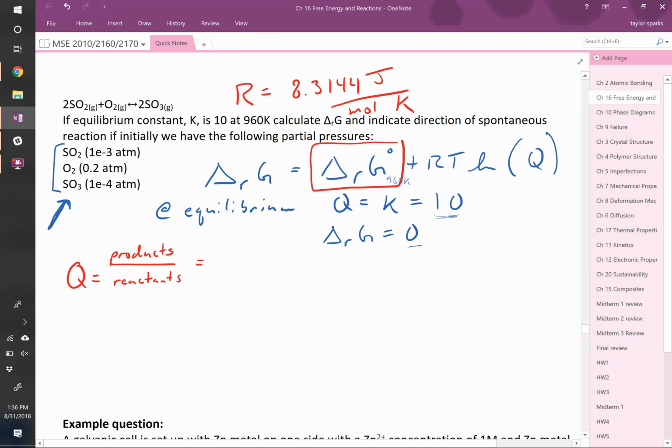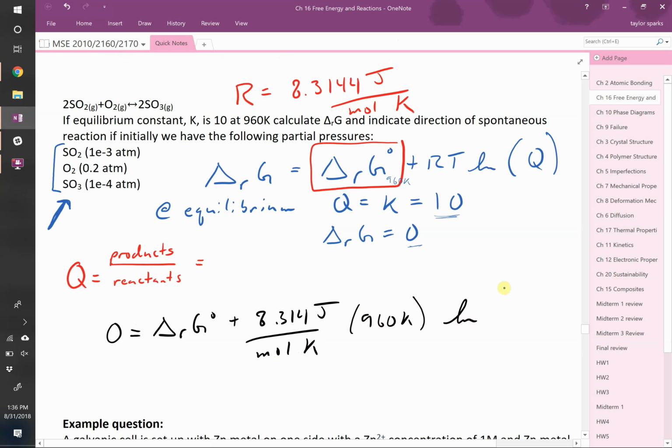So right away you can say, okay, we have 0 equals delta Rg naught, which we don't know yet, plus 8.314 joules per mole Kelvin multiplied by 960 Kelvin multiplied by the natural log of K, which is 10. So here we know everything except for delta Rg naught. So what is delta Rg naught? I think I saw, well, let's just work it out real quick.